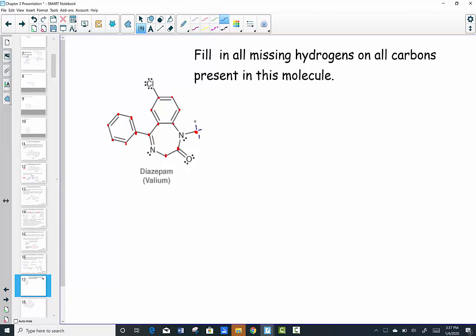Let's go clockwise. This carbon here already has four bonds. This carbon needs two hydrogens to complete its octet. This carbon already has four bonds, so that one, no H's. This carbon has four bonds, no H's. This carbon, one, two, three, four, has four bonds, no H's. This carbon, one, two, three, will require a hydrogen. One, two, three, this requires a hydrogen. One, two, three, that needs a hydrogen. One, two, three, those are all the same, aren't they?